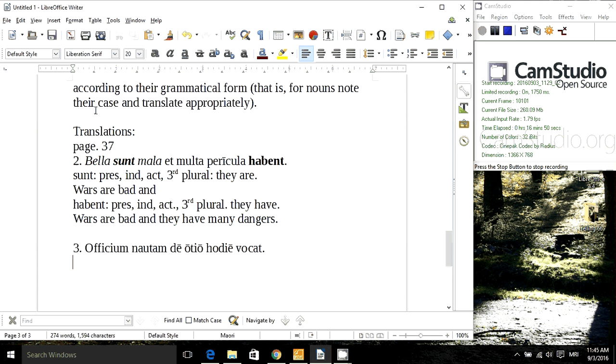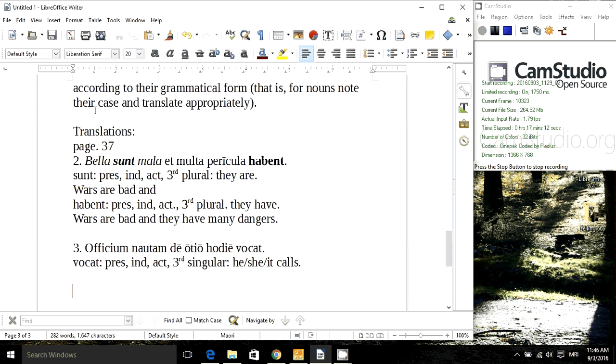Okay. Let's do this next one. Number 3, find our verb. Vocat. I recognize that as a verb ending. So I want to parse vocat. Present, indicative, active, third singular. Translate it. He, she, or it calls.